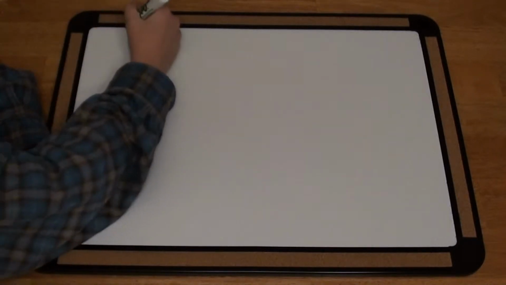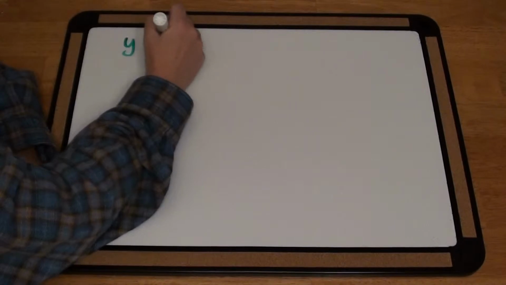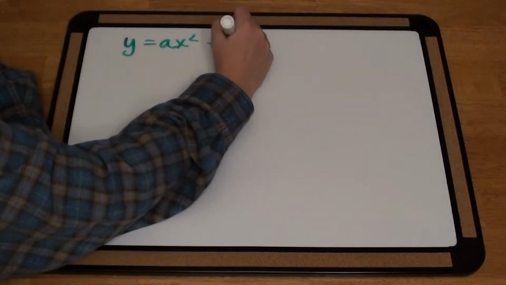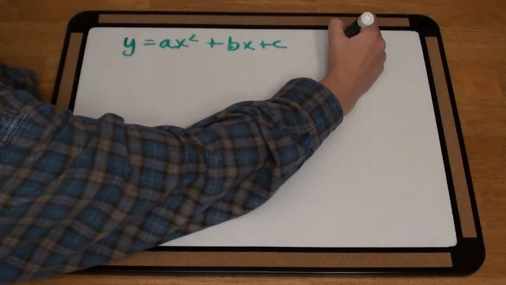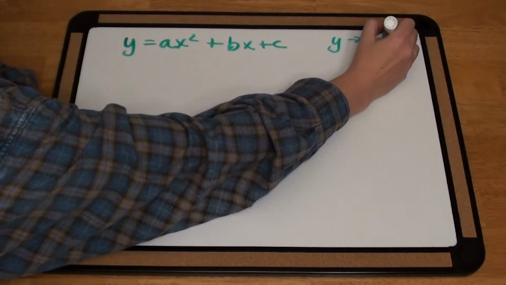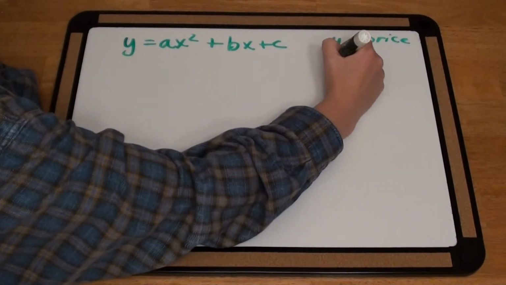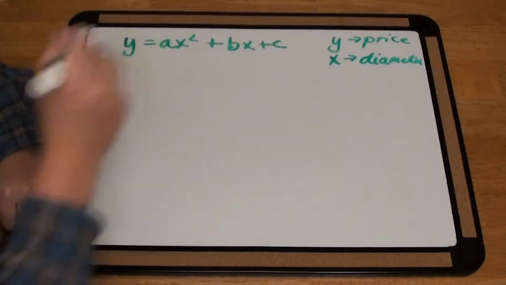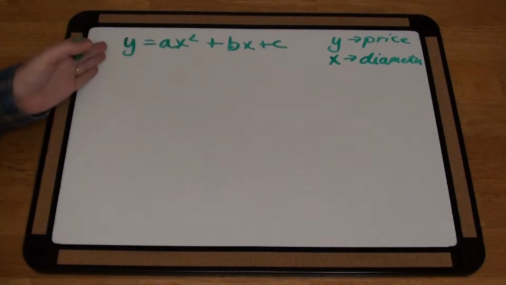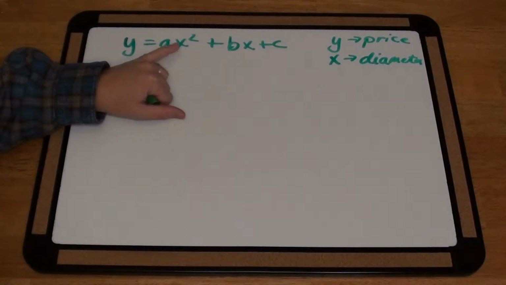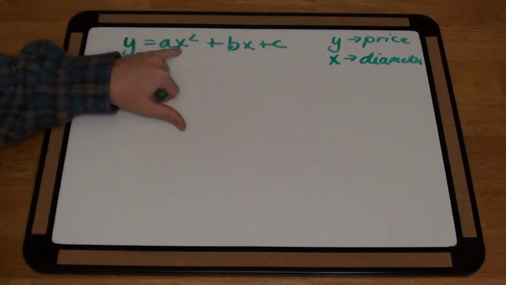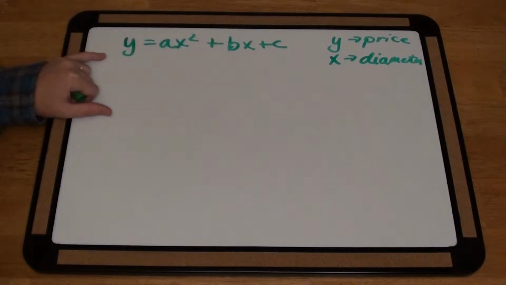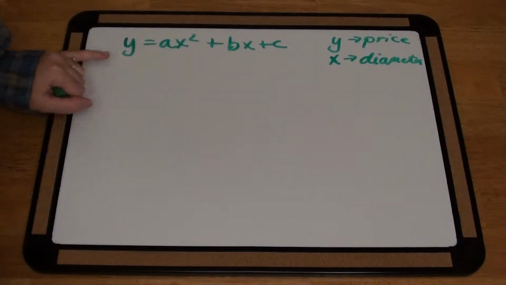Letter A, assume that the price is a quadratic function of the diameter, okay? So we would normally have y equals ax squared plus bx plus c. In this situation, y is our price and x is our diameter, because they say that the price is a function of the diameter. So the diameter is what determines the price. The diameter is the independent variable. The price is the dependent variable.